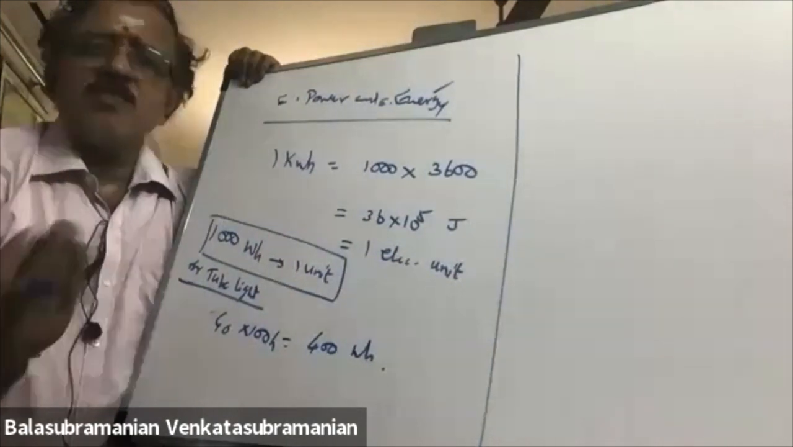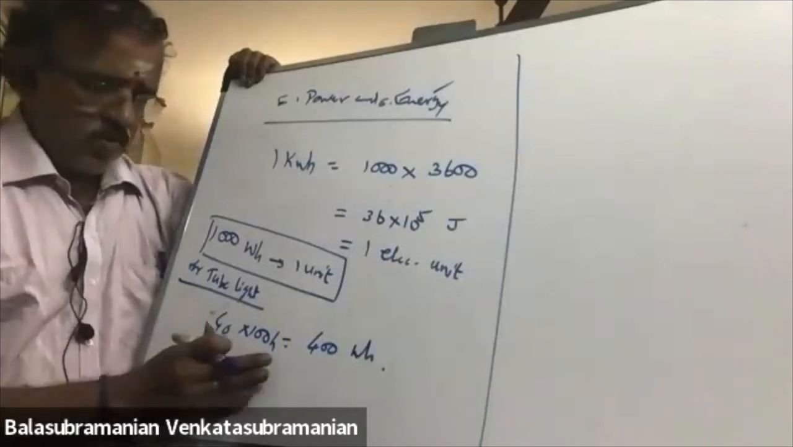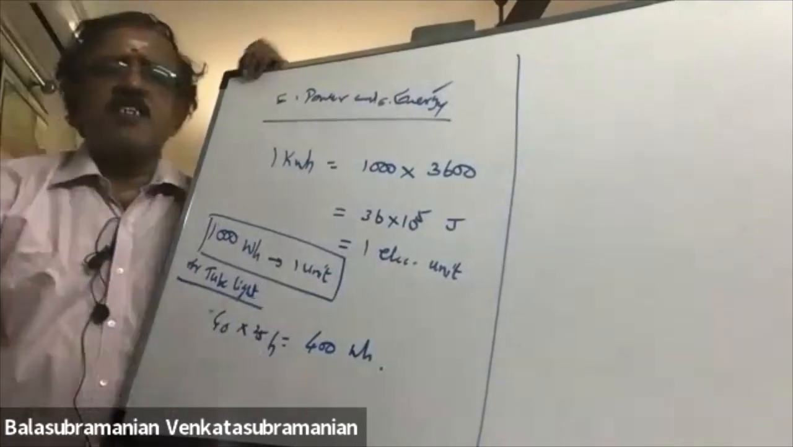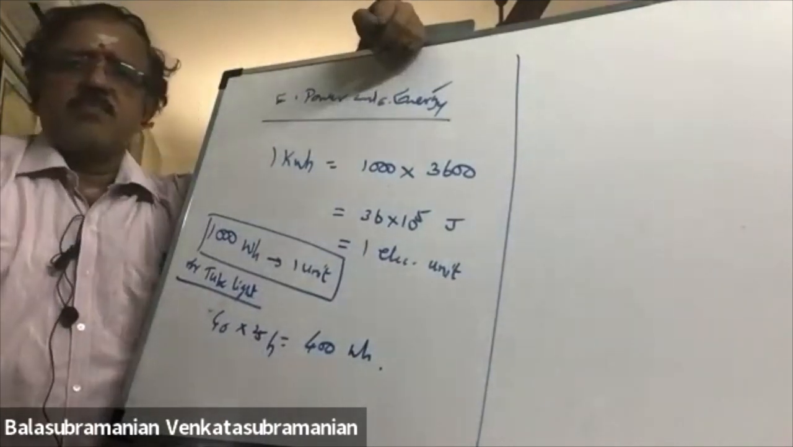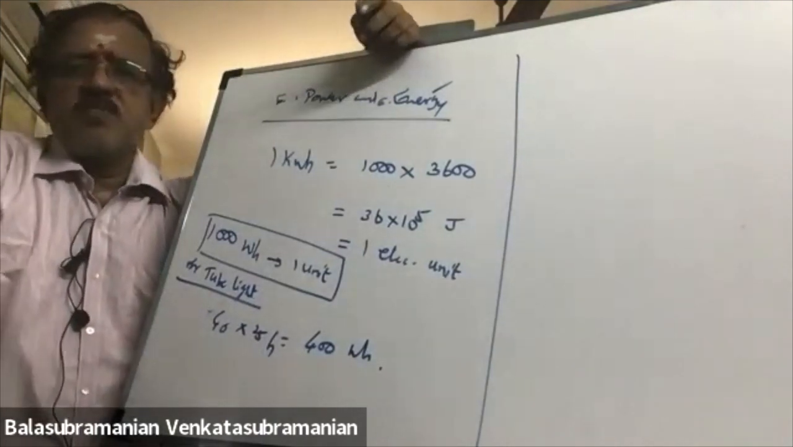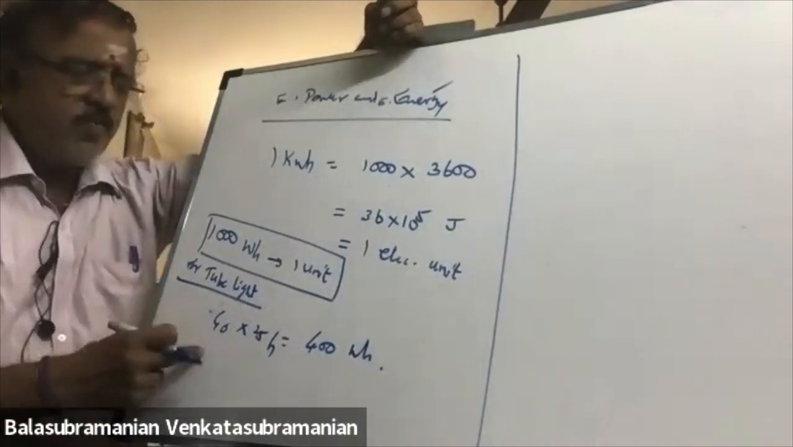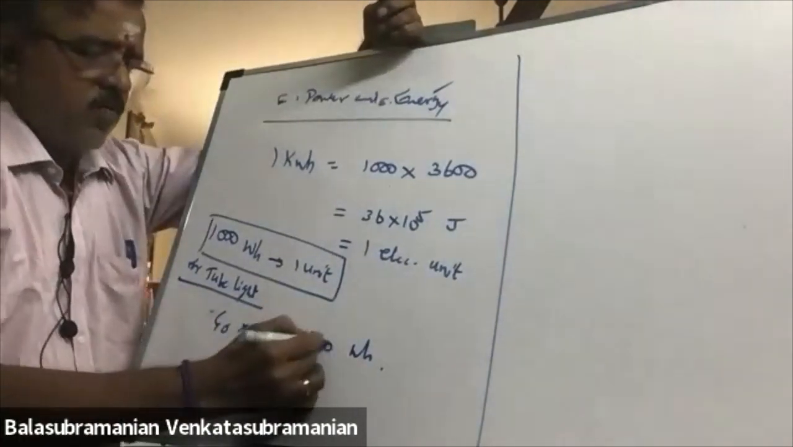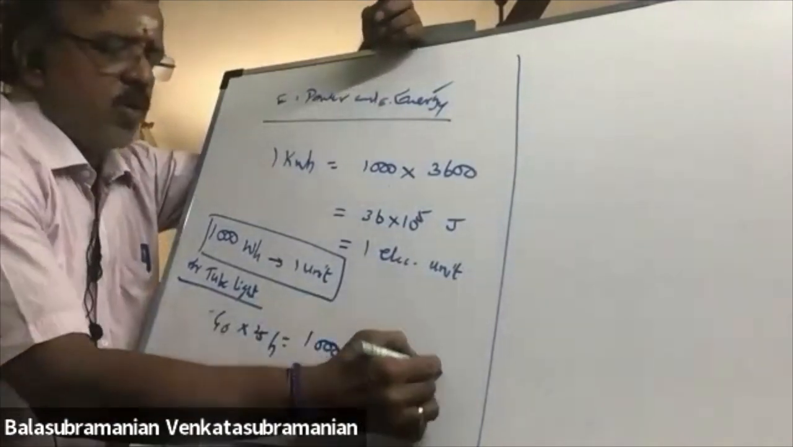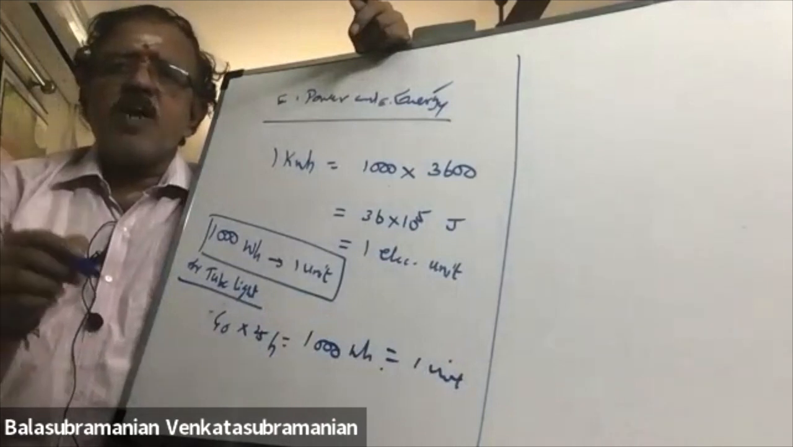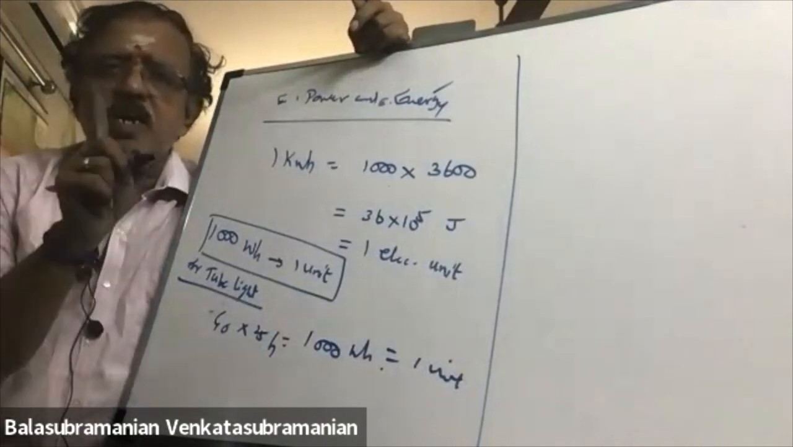Sir, please tell it a little more simply. Okay, we will tell. 25 hours the tube light is burning. Tube light 40 watts, 25 hours it is burning. So 25 into 40 is how much? 1000 watt hour. 1000 watt hour is one unit. So if the tube light burns for 25 hours, it is only 1 unit.